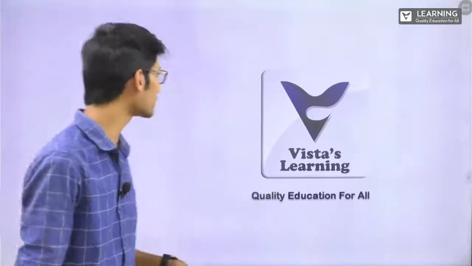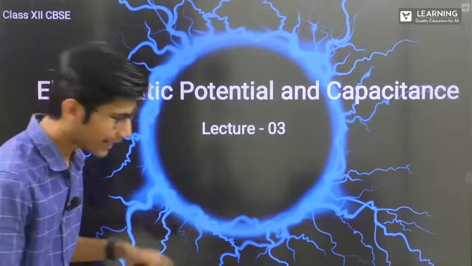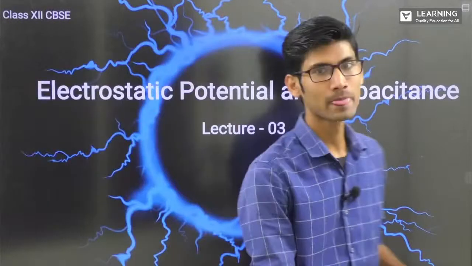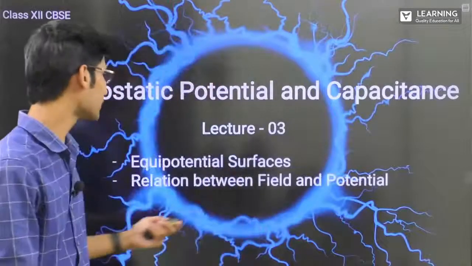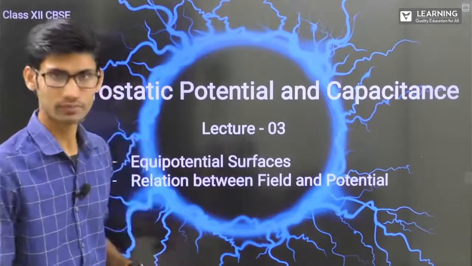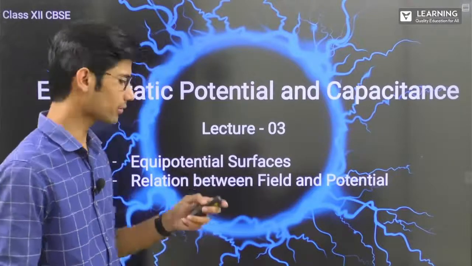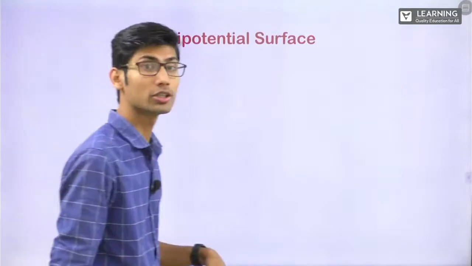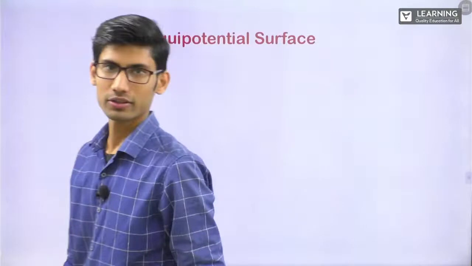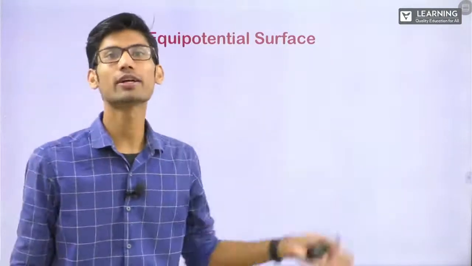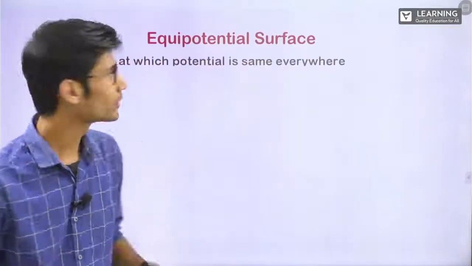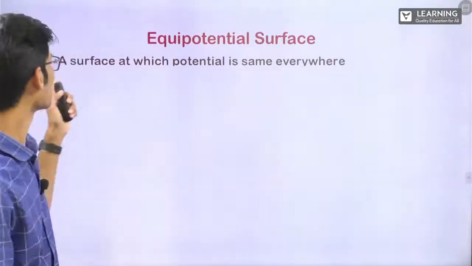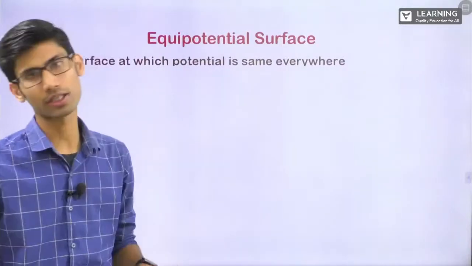We were doing electrostatic potential and capacitance, and this is lecture number 3, where we'll be discussing equipotential surface and, along with that, the relation between field and potential. Equipotential surface: if you remember, last time when we were doing potential due to a dipole, I told you that at the equatorial plane, the potential at each and every point is 0. That's why we call it an equipotential surface. Why? Because the potential is the same everywhere, right? I hope you remember. So an equipotential surface is basically a surface at which the potential is the same everywhere.